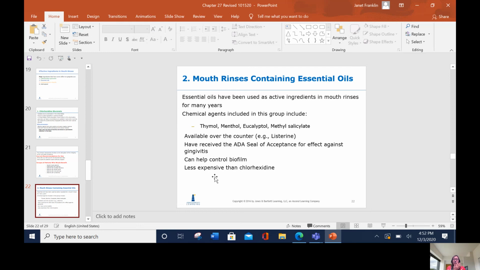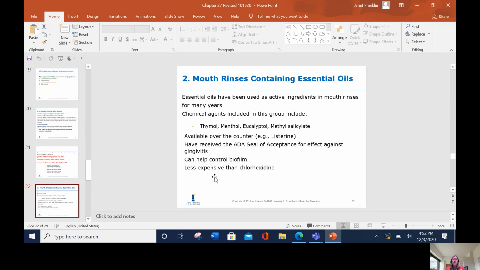ADA seal of approval. So you're going to find a lot of products and patients using products that are all natural, contain no preservatives, contain no harmful ingredients, that do not contain the ADA seal of approval or seal of acceptance.